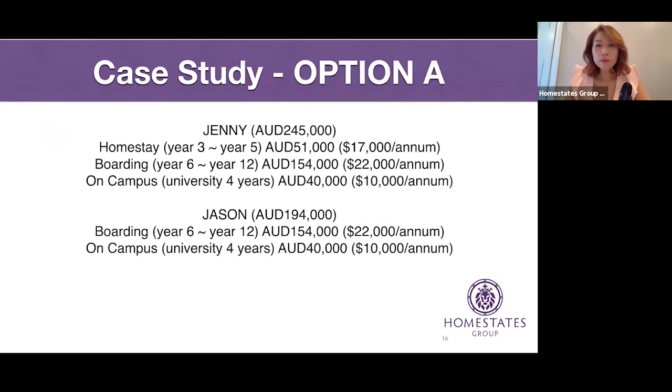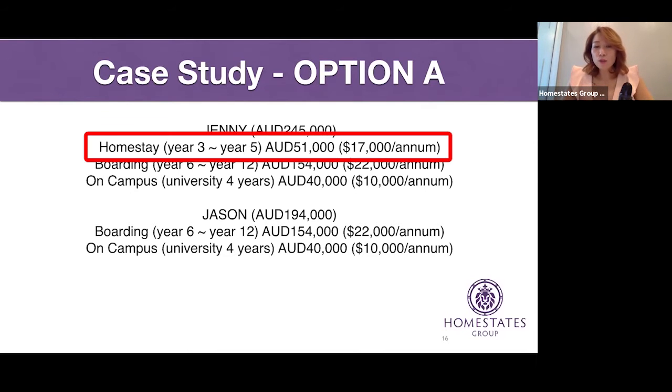Okay, cool. Now, what I've done is I've done two options. So option A is assuming that Jenny and Jason come by themselves as students. Mom and dad stay back home and work. And then purely from an accommodation point of view, they will be in homestay because Jenny is too young. Just use St. Hilda School as an example. So she's too young. So with $17,000 per year for those 3 years in homestay, it's about $51,000.